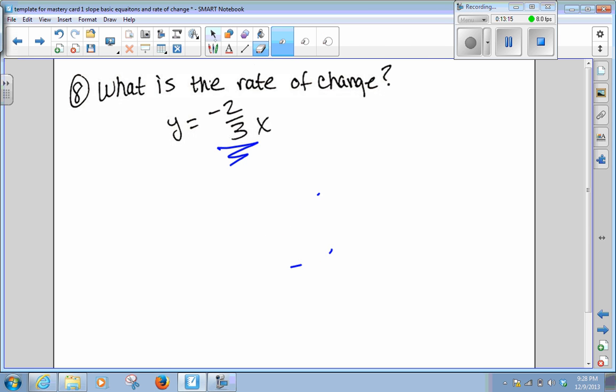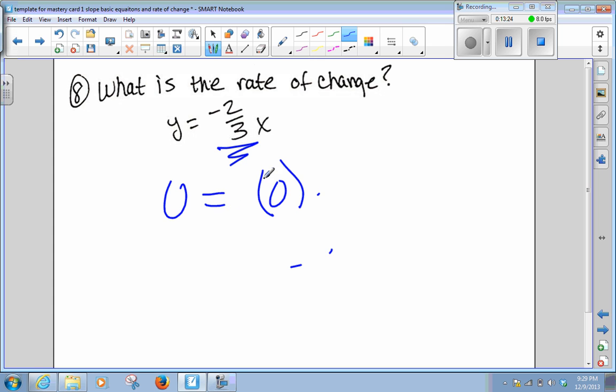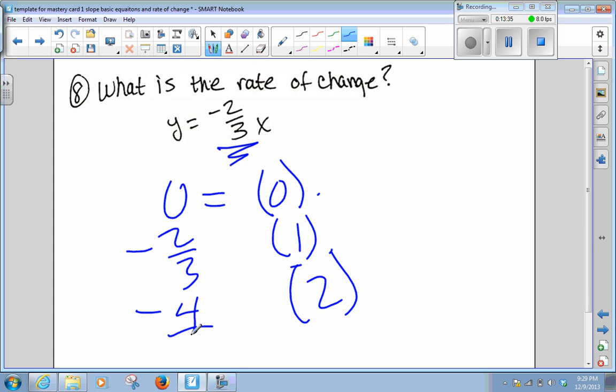So, if X were 0, negative 2/3 times 0, of course, would be 0. If X were 1, negative 2/3 times 1 would be a negative 2/3. If X were 2, Y would be a negative 4/3. So see how every single time it's going down by 2/3 because now it's negative 2/3 and then negative 4/3, etc. So that negative 2/3 is your rate of change.